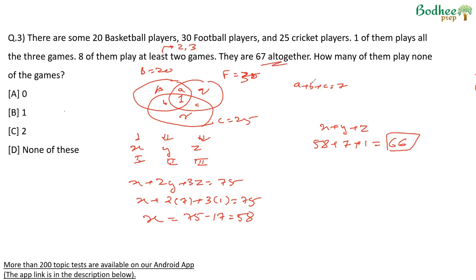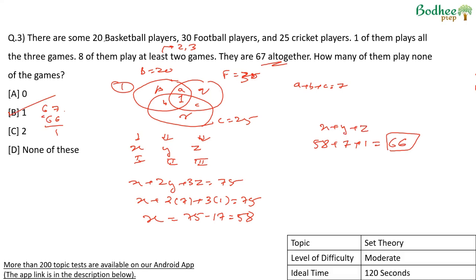There are 67 people in total. Therefore, 67 minus 66, there will be exactly one person who will not be part of this Venn diagram and will not be playing any of the games. In terms of level of difficulty, I'd say this question would be probably moderate level of difficulty, taking not more than 2 minutes to solve.